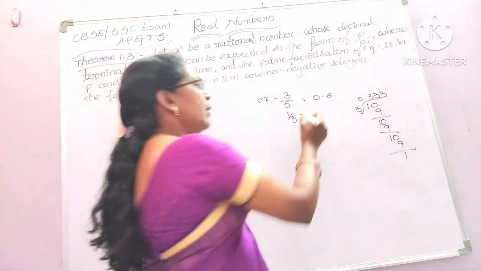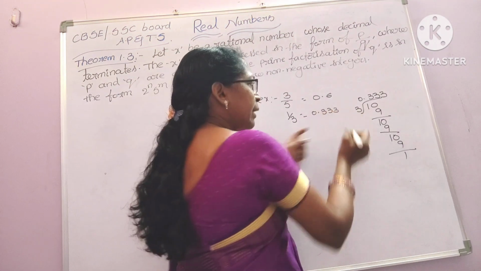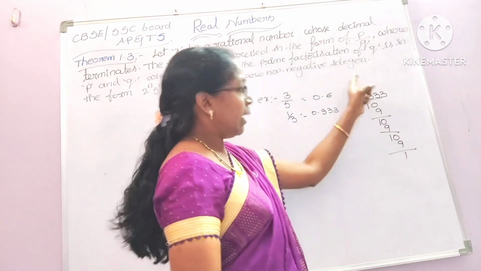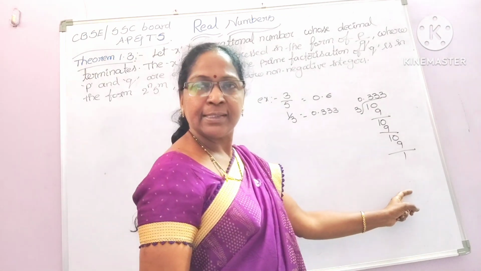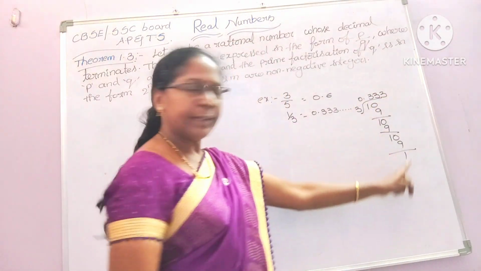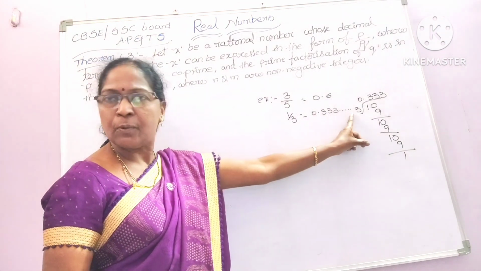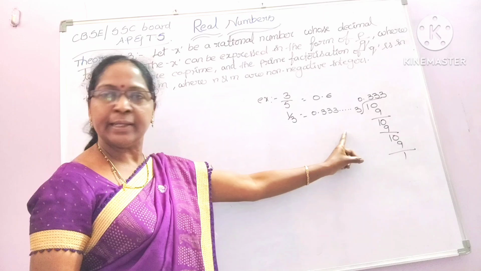So what is the answer here? How can you write it? 0.333. Does it terminate? Can you do more? Yes, you can do more. So it does not end. So you have to write 0.333 and so on. That means there is no end here.